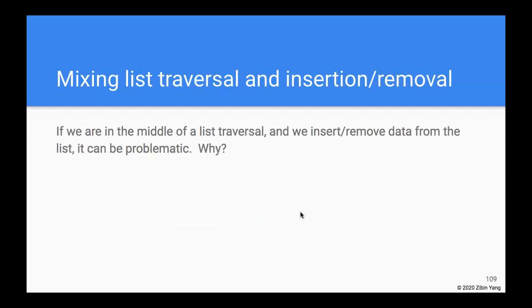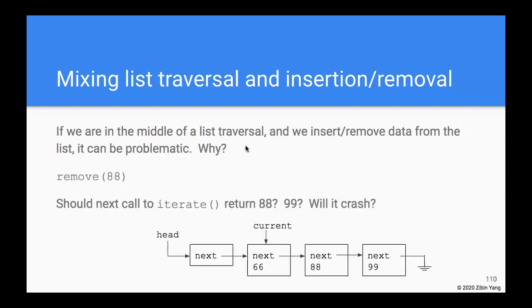Another topic that I'd like to touch upon is mixing operations. Specifically, if we're in the middle of doing a list traversal, and then someone else comes in and inserts or removes data from the list, it can actually cause problems. Why is that? Well, let's look at this particular example. We're doing a traversal, and let's say our current pointer is pointing at 66. Someone else comes in and removes 88. Well, then the next call to iterate, which is supposed to return the next number in the list, what should it do? Should it return 88 or should it return 99? And what if the iterate, the way it was written, did not take into consideration that someone else can come in and do this kind of thing, yank things out from under its feet? Maybe it will even crash, right?